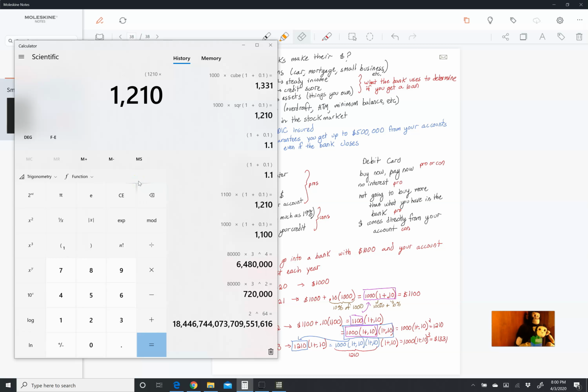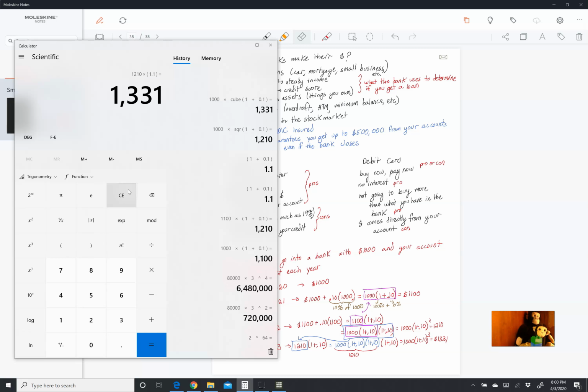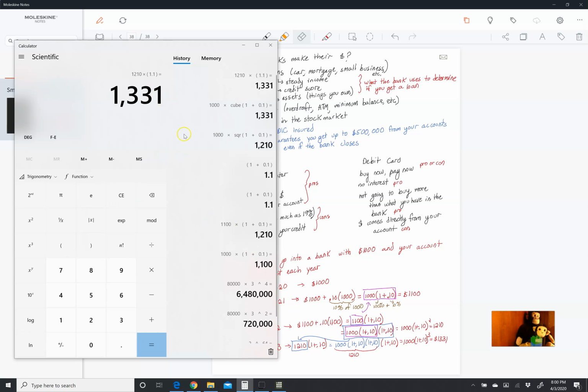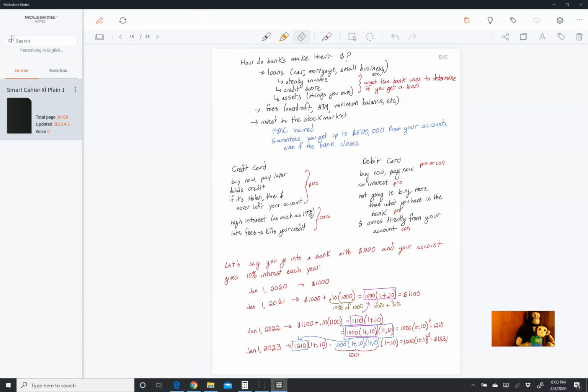times 1.1. Or 1 plus 0.1, which is 1.1. So you get the same thing. So what this means, this would be after 1 year. This would be after 2 years. And this would be after 3 years.